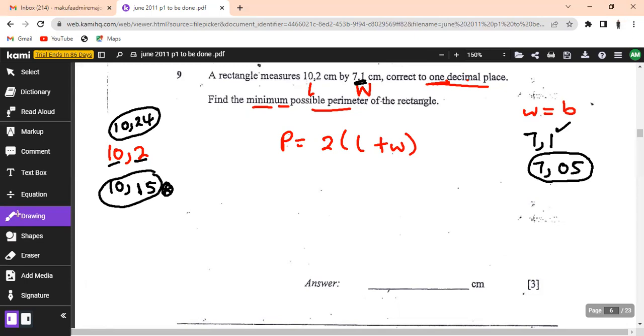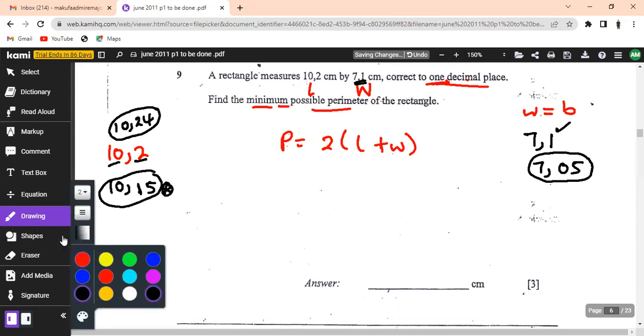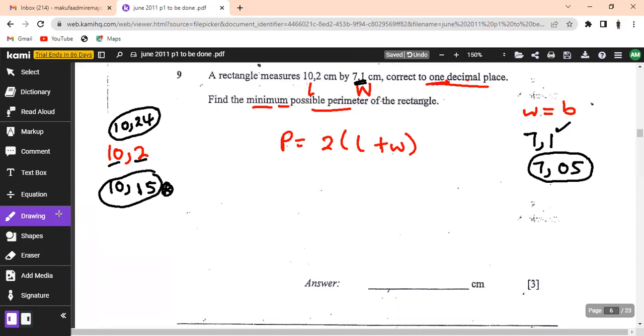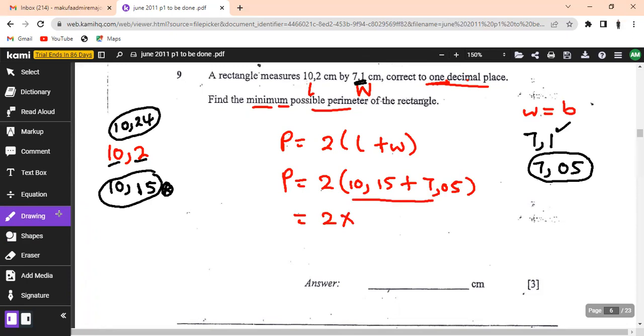So therefore our perimeter now, we substitute these values. Perimeter is going to be 2 into the length, which is 10.15, plus the width, which is 7.05. We add these two together, then multiply, and it's going to give us 17.2. This is the 17.2 that you're going to obtain here.